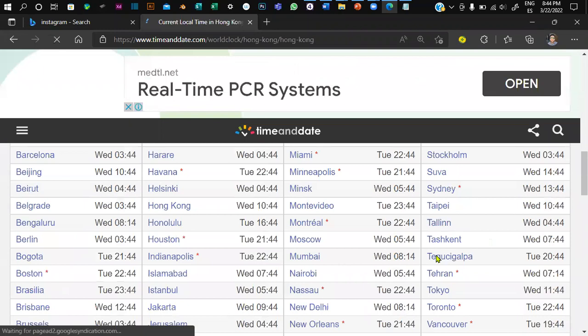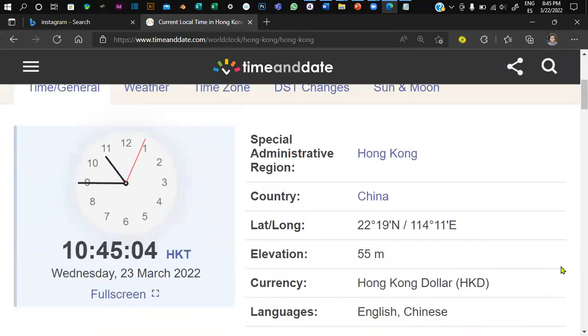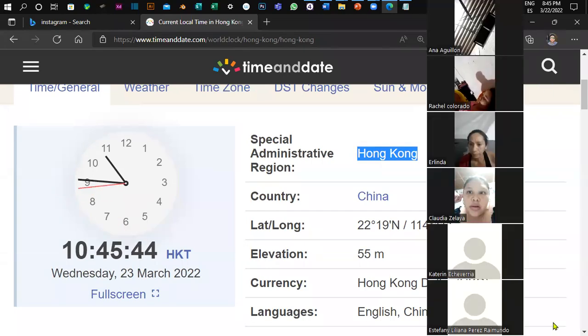Next city. Let's see. Okay, we have this one, Hong Kong. Question to a classmate. What time is it? Fatima Melendez. Fatima, what time is it? In which city? Which city? Mention the city. Hong Kong. What time is it in Hong Kong? Miss Melendez. What time is it? Come on.